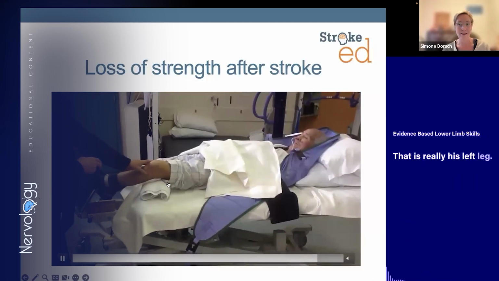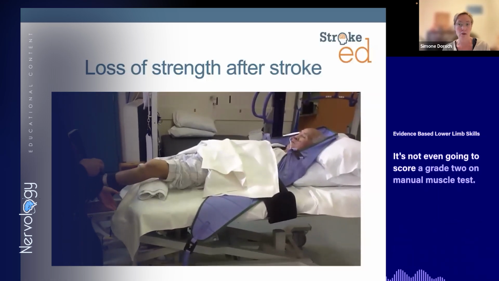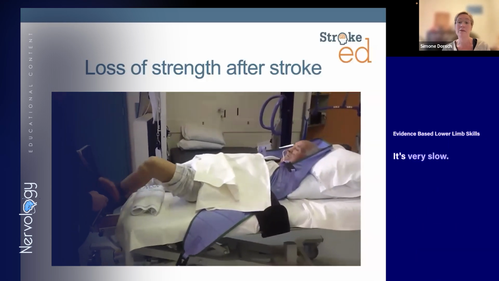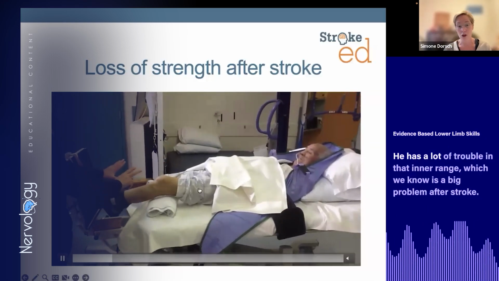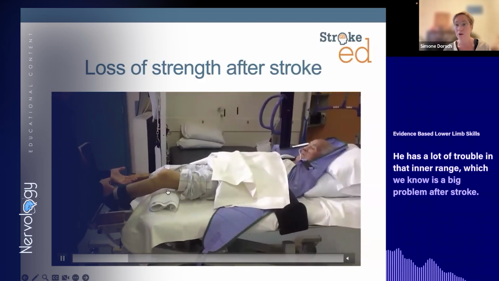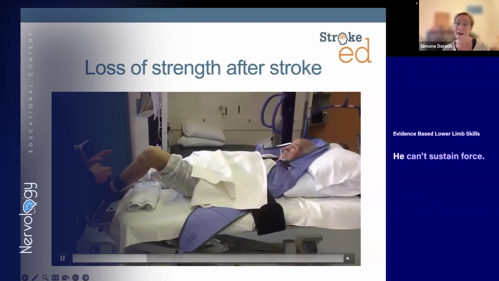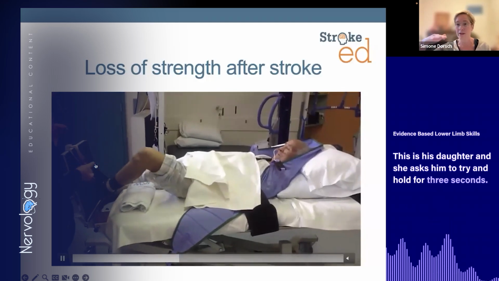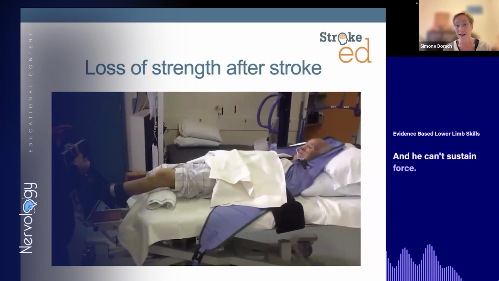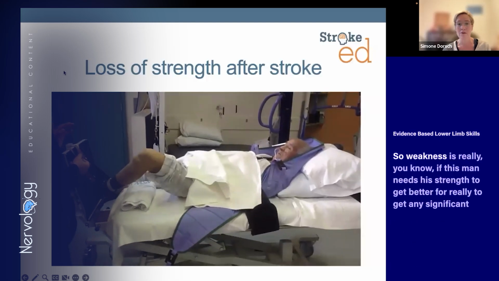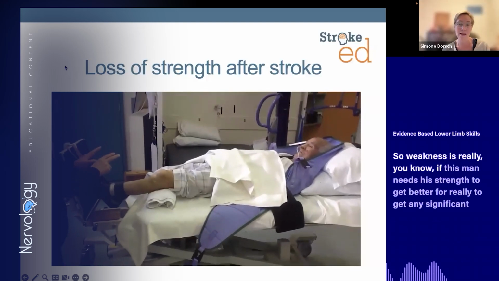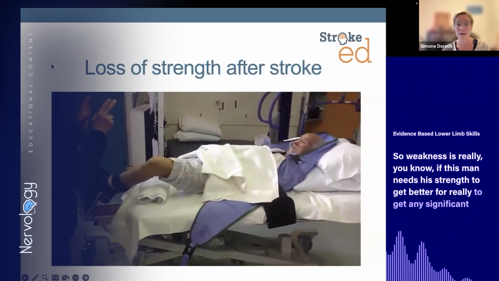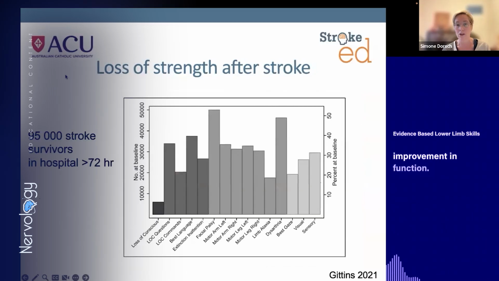His left leg is not even going to score a grade 2 on manual muscle test. It's very weak. It's very slow. He has a lot of trouble in inner range, which we know is a big problem after stroke. He can't sustain force. This is his daughter, and she asks him to try and hold for 3 seconds, and he can't sustain force. So this man needs his strength to get better to get any significant improvement in function.